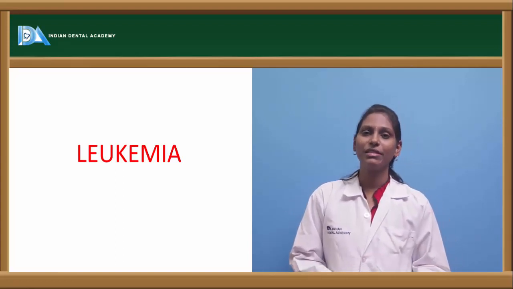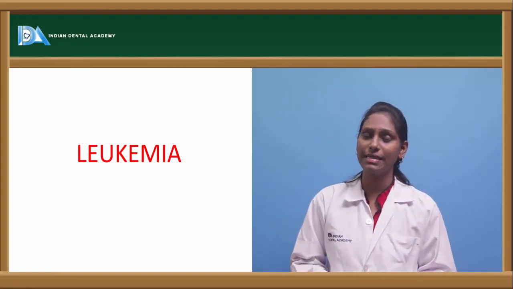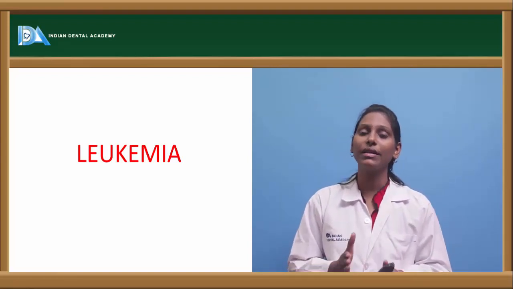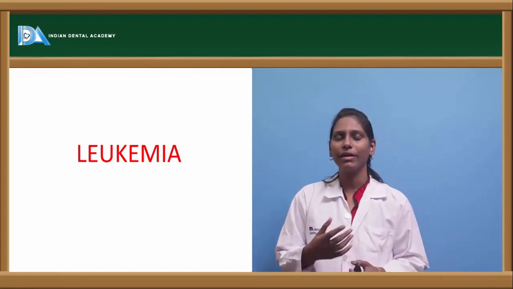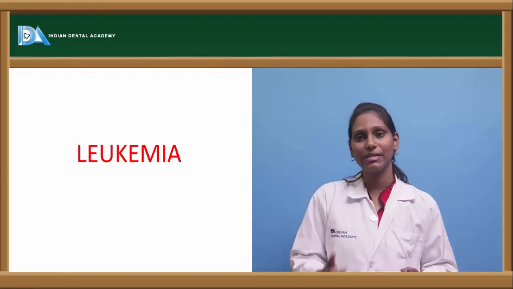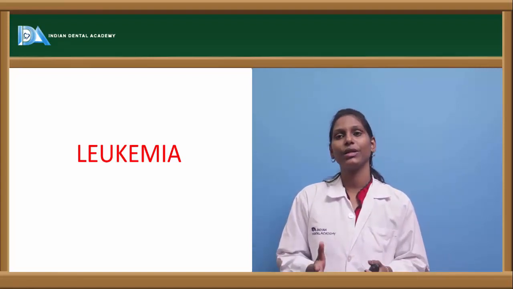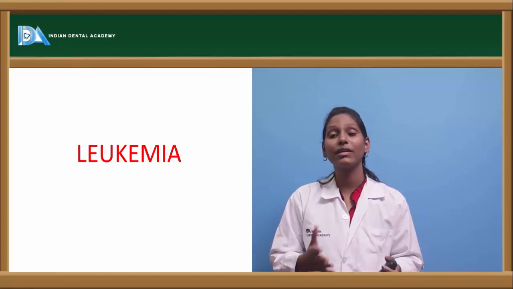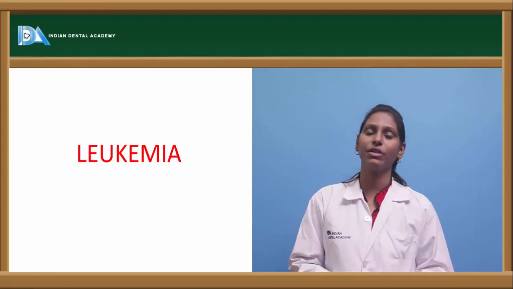Hello, today's topic for discussion would be leukemia. As we all know, leukemia is one of the most frequently encountered hematological diseases, where we see an abnormal increase in immature WBC count. Every year, about 3 lakh new cases are detected globally, and the survival rate is usually less than 5 years after treatment for leukemia cases.